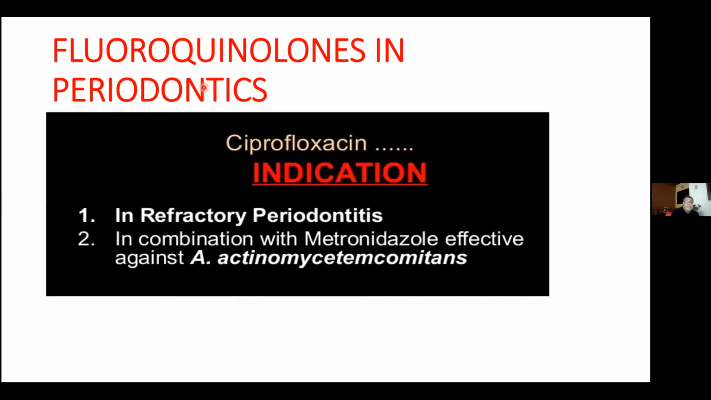So these drugs again can be used in periodontal diseases. If periodontal disease is resistant to conventional treatment, these drugs can be used to control the disease. Ciprofloxacin can be combined with metronidazole to be more effective, and the combination is very effective against the AA organism, which, as I told you earlier, is a common organism seen in chronic periodontal diseases.